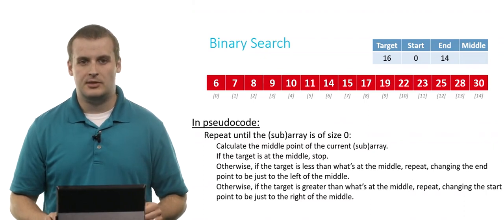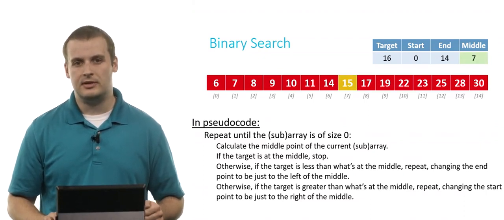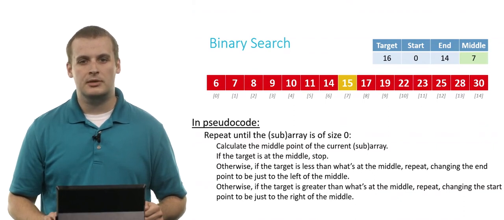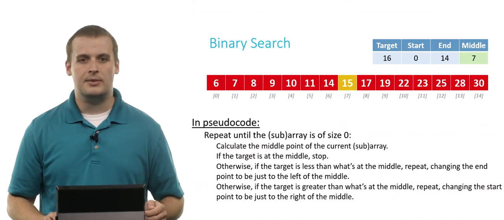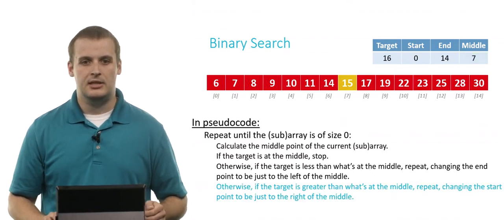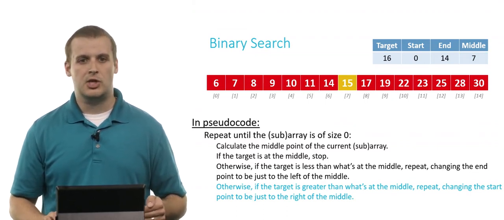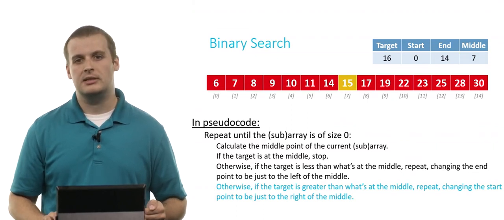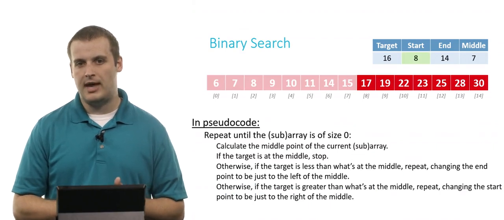So what's the first step? Calculate the midpoint of the current array. What's the midpoint of the current array? Well, it's 7, right? 14 plus 0 divided by 2 is 7. Is 15 what we're looking for? No, it's pretty close, but we're looking for a value slightly bigger than that. So we know that it's going to be nowhere to the left of 15. The target is greater than what's in the midpoint, and so we set the new start point to be just to the right of the middle. The midpoint is currently 7, so let's say the new start point is 8. And what we've effectively done, again, is ignored the entire left half of the array.